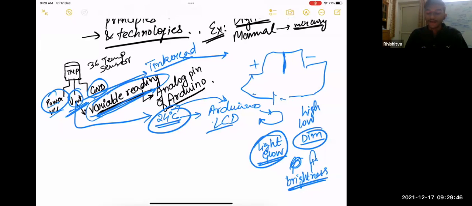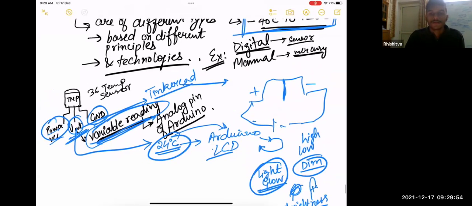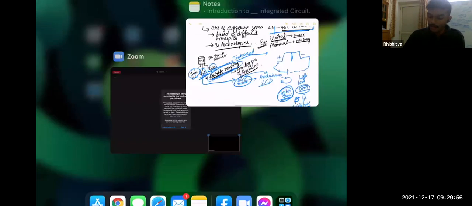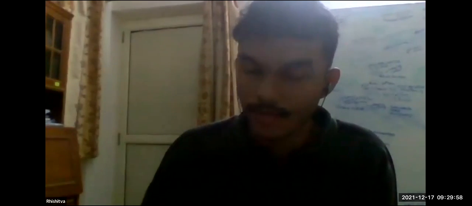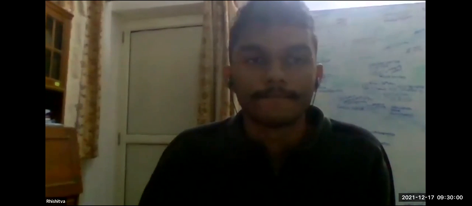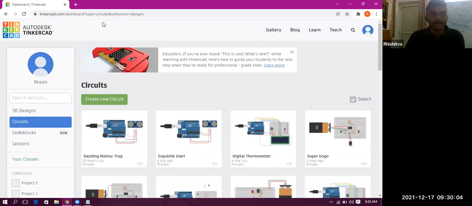Now we'll move on to the Tinkercad screen only, so you will be able to get a clearer idea. Okay, you understood. Great. So you must have taken the screenshot. Now I will move on to the Tinkercad screen. I hope, students, you are able to see my screen.